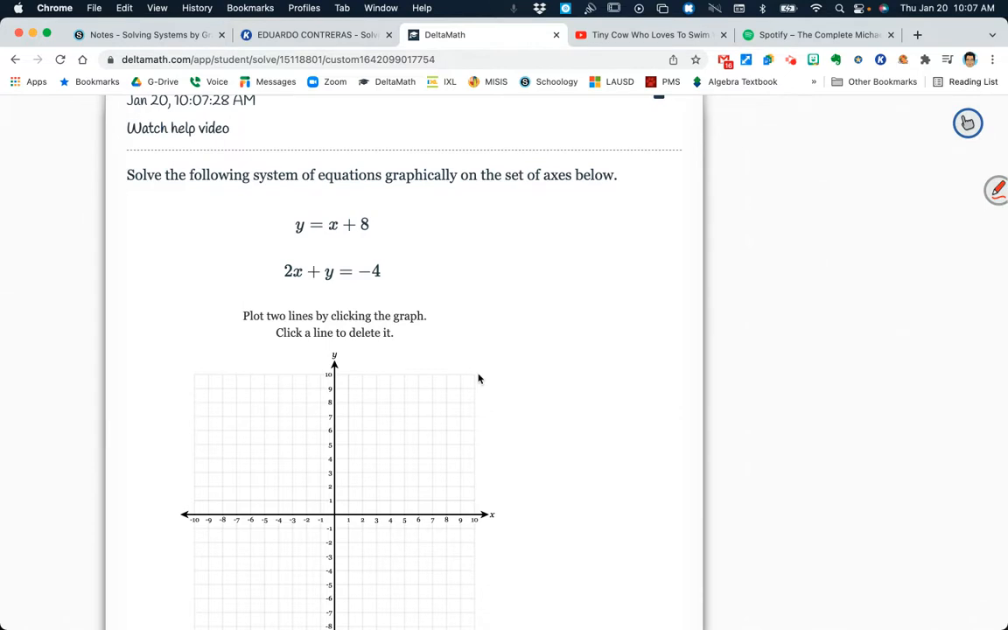Remember, we have this in slope-intercept form already. And the slope is 1, so first point is at 8, up 1 over 1. Here's our first line. Done. Second one, I'm going to rewrite over here. We'll do it together here. But once you start doing these, you may want to take out a sheet of paper.